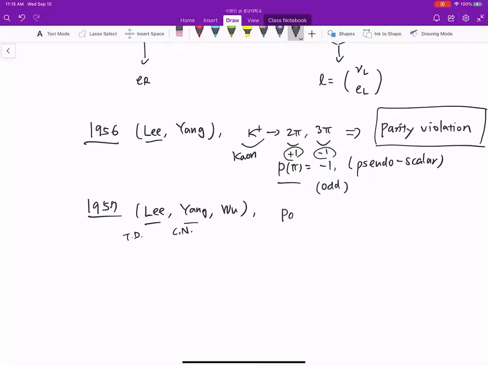So here, actually this meson decay was the first hint for parity violation. Second hint for parity violation from beta decay.